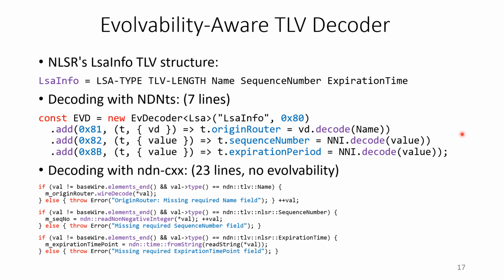The core logic: you construct an evolvability-aware decoder with the top-level TLV type. Then you specify the decoding rules of the 3 sub-elements: the name, the sequence number, the expiration period, and how to decode them as in function calls. But if you try to do the same in NDNcxx, I had to read NLSR code. They have the decoder there, 23 lines, and it doesn't even support evolvability. It's a lot more complicated.